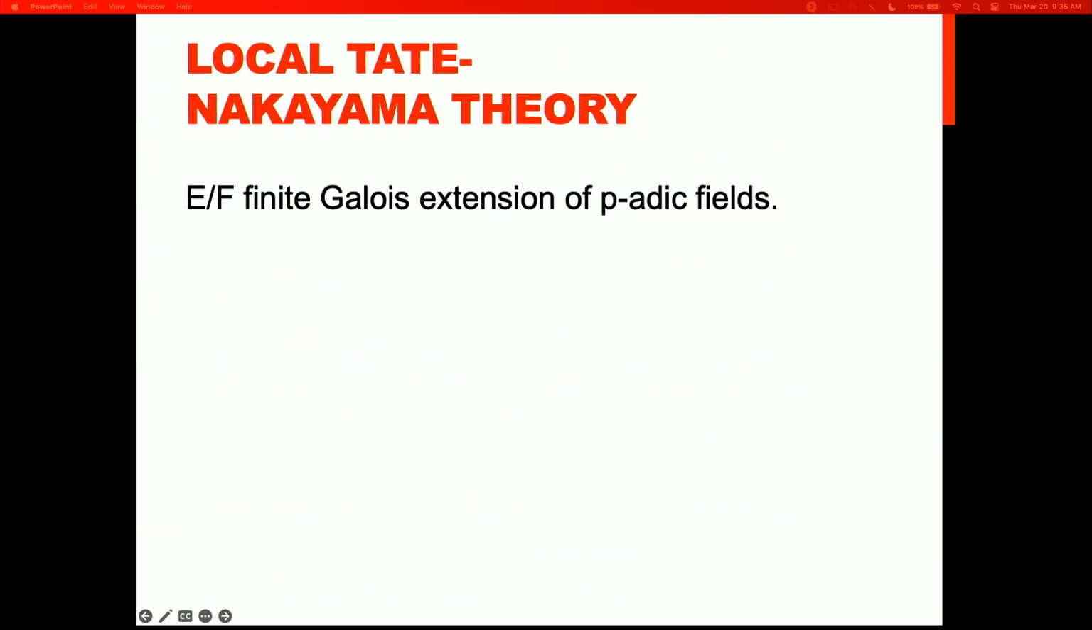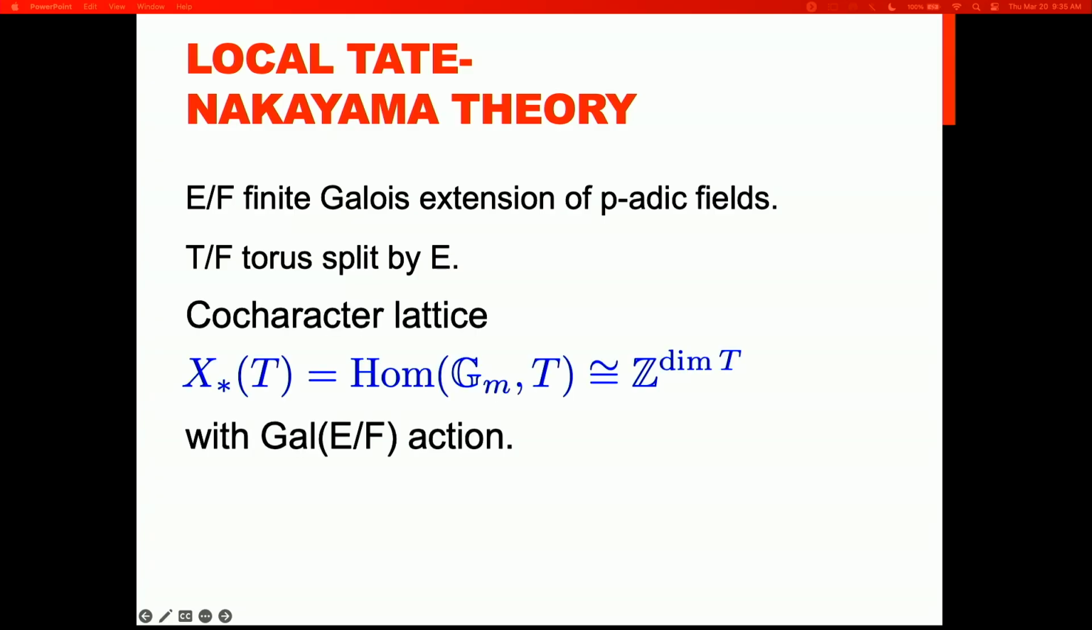So let's start in the local setting. So let E over F be a finite extension of local fields, p-adic fields to be precise. And let me give myself a torus over the smaller field, which is split by the larger field. And of course, to give yourself a torus is the same as to give yourself a finite free abelian group with the action of a Galois group.